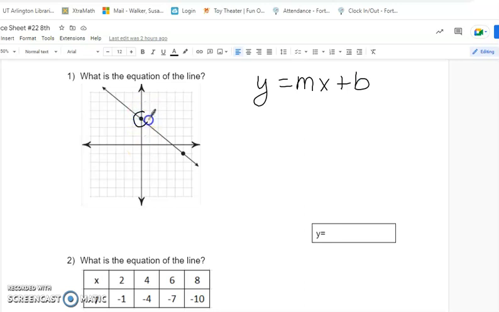It does, however, go through 3. That tells me the b. So you're going to put that right there, and it's positive. Then I need m. I need the slope. So slope would be rise over run. So we do rise, run. Make a right triangle.